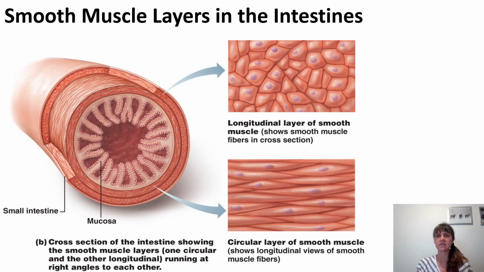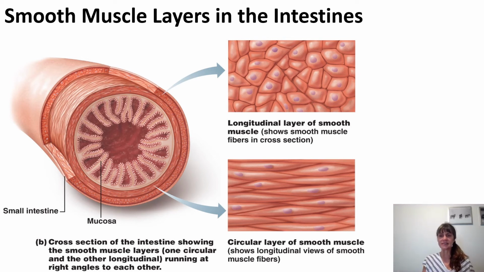Visceral or single unit smooth muscle is usually the type of smooth muscle that we see lining hollow organs. For instance, the intestines actually have 2 layers of smooth muscle tissue. The layer on the outside of the intestines runs the length of your intestines. Therefore, it is the longitudinal layer of smooth muscle. And then on the inner portion, we see a circular layer of smooth muscle tissue.